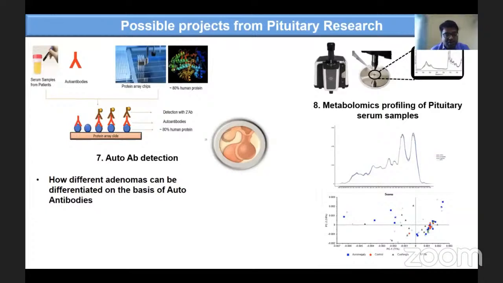Lastly, we also studied the metabolomic profiling, where we detected the autoantibodies which can be diagnosed at a very early stage using the serum sample. And we also performed FTIR and metabolomics of the serum samples of the pituitary to decode the metabolome change that was very much responsible for the project.